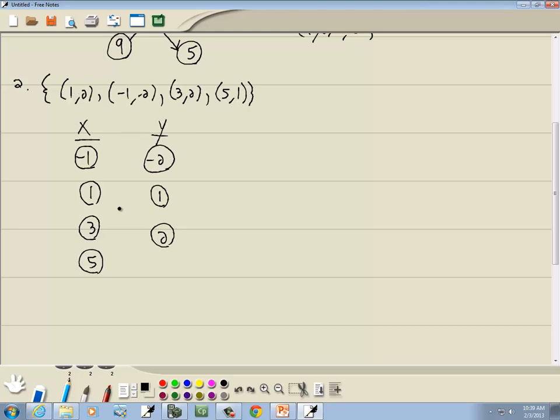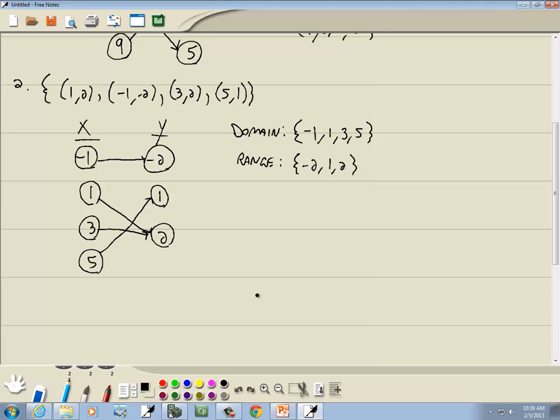Okay, 1 to 2, so that maps those. -1, -2, so maps those. 3 to 2, so maps those. 5 to 1, so maps those. So that'd be my mapping. Now our domain is going to be our x values, which is -1, 1, 3, and 5. And our range is going to be our y values, which would be -2, 1, and 2. And those will be your answers.